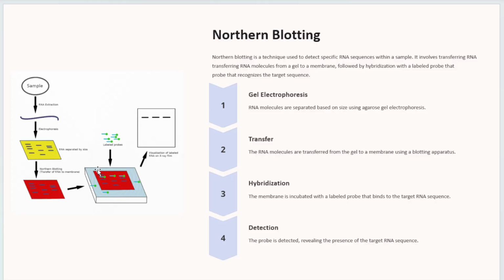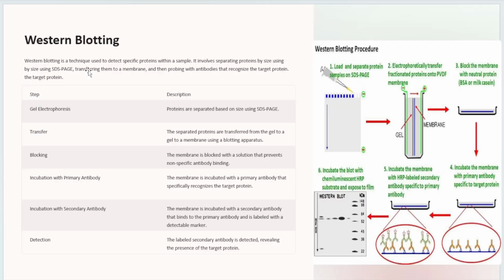Now whatever the replica of the DNA, the RNA, is there, that will get transferred to the nylon membrane. Now this nylon membrane is again taken and used for the probing technique or hybridization technique. Here this membrane is incubated with the targeted RNA sequences, and then we do detection using the X-ray or any other technique. So this is how exactly Northern blotting is carried out.